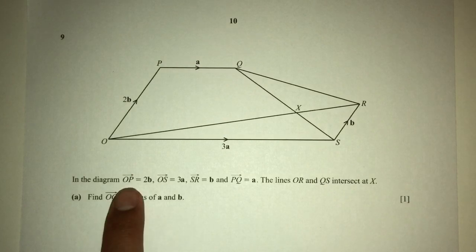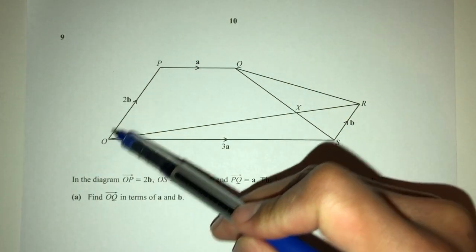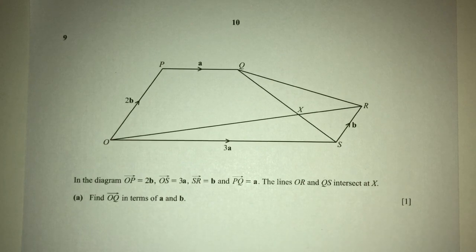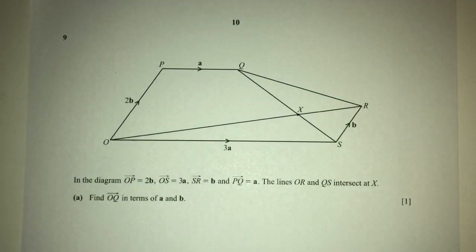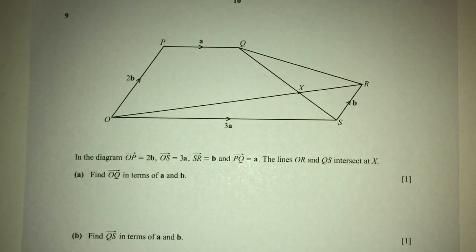So here we have OP is given by 2B. So this direction, OP is 2B. Now OS is 3A. Where's OS? OS is 3A, okay? Now SR is B, okay, B. And PQ is A. Okay, not bad. Now the lines OR and QS intersect at X. As you can see here, we have a point of intersection. Question part 1. Find OQ in terms of A and B.